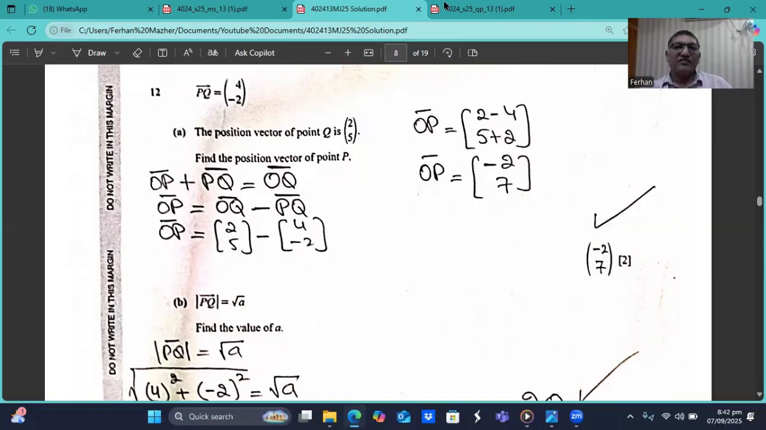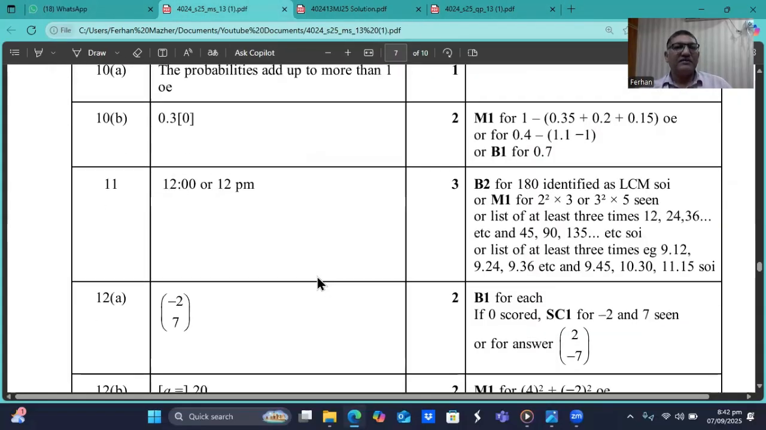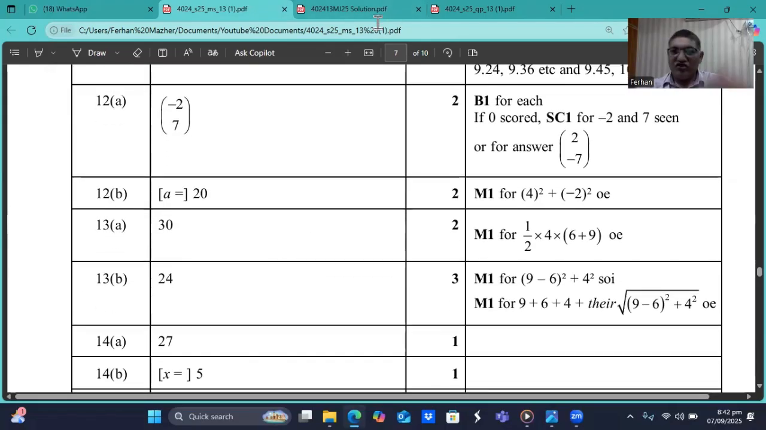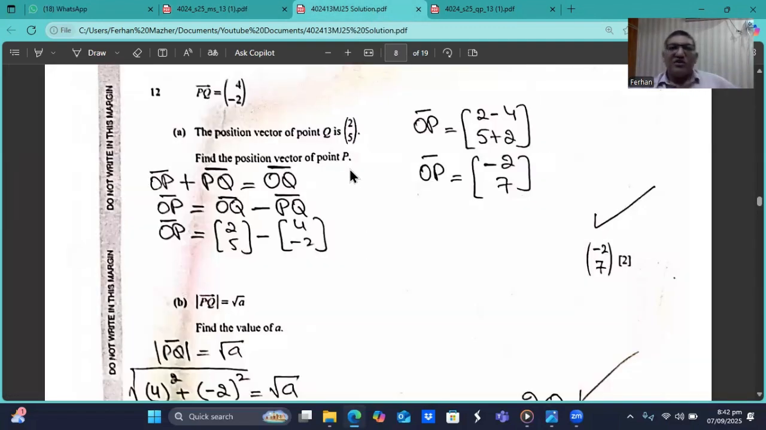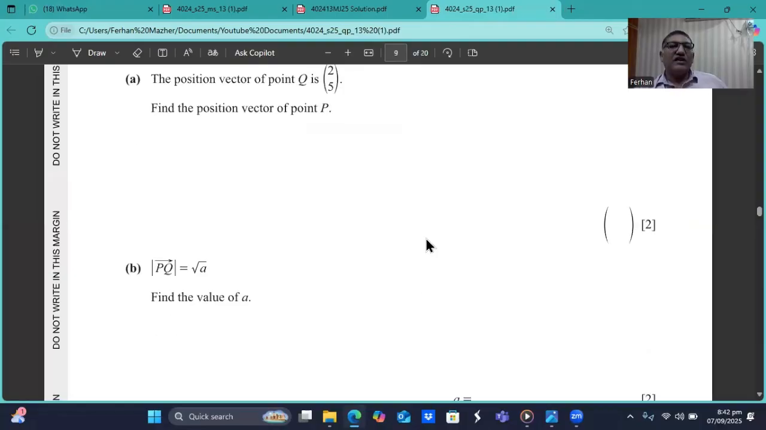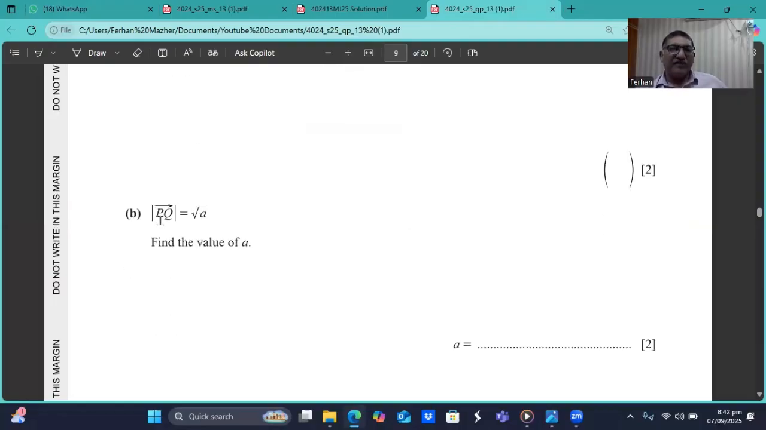Okay, so let me check. Minus 2 and 7. I have already checked this paper, but for your sake, we are doing it again, because when we check again and again, maybe we have ignored something. So then question number 12b says find the magnitude of the vector PQ.